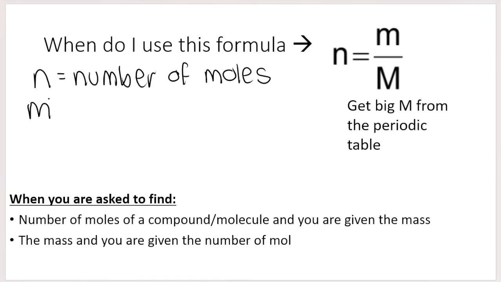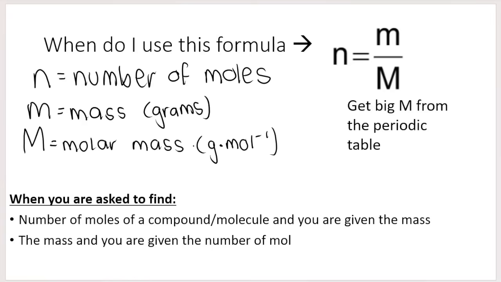Then baby m is mass in grams. If they give it to you in kilograms, you absolutely have to convert. I remember that it's in grams because grams are smaller than kilograms, and chemistry deals with small things. Big M is molar mass, and it's measured in grams per mole. The reason it's measured in grams per mole is because moles is measured in mole, and mass is measured in grams. So if I swap M and n, I'm going to get the following.